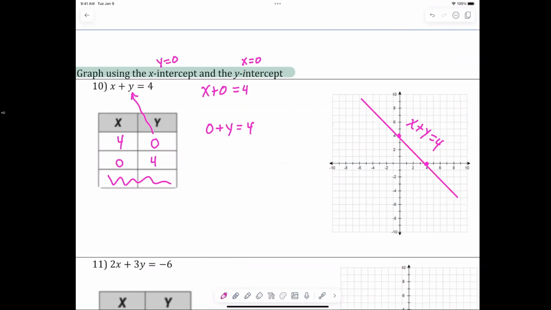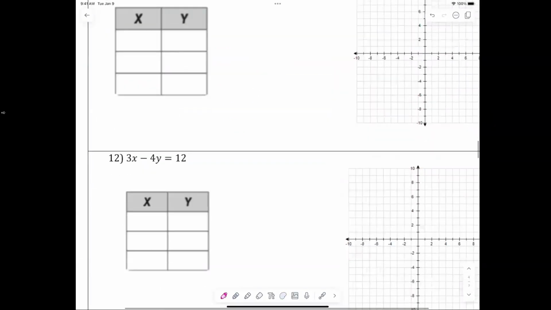Now, you can't type this one in the calculator right now, because I haven't shown you how to convert it into y equals mx plus b. So don't worry about that one. All right, let's look at number 13.